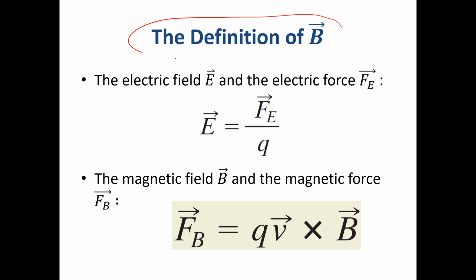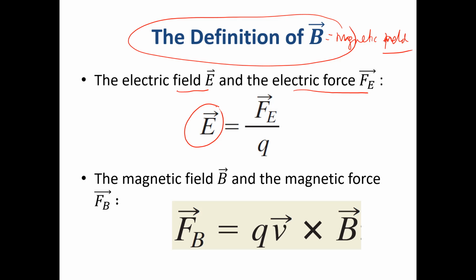So this is the definition of B, the magnetic field. The electric field we talked about before, E, and also the electric force, or Fe. The electric field E is equal to the electric force per q. q is a charge, so it is a coulomb. So the electric field is the electric force per q.